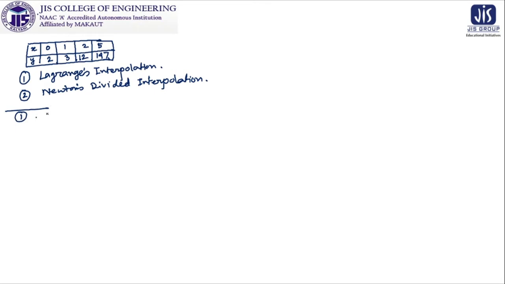We all know the working rule for Lagrange's interpolation. Here we are having four data. So x0, x1, x2, x3 with corresponding functional values y0, y1, y2, y3. So x minus x1, x minus x2, x minus x3 by x0 minus x1, x0 minus x2, x0 minus x3 into y0.